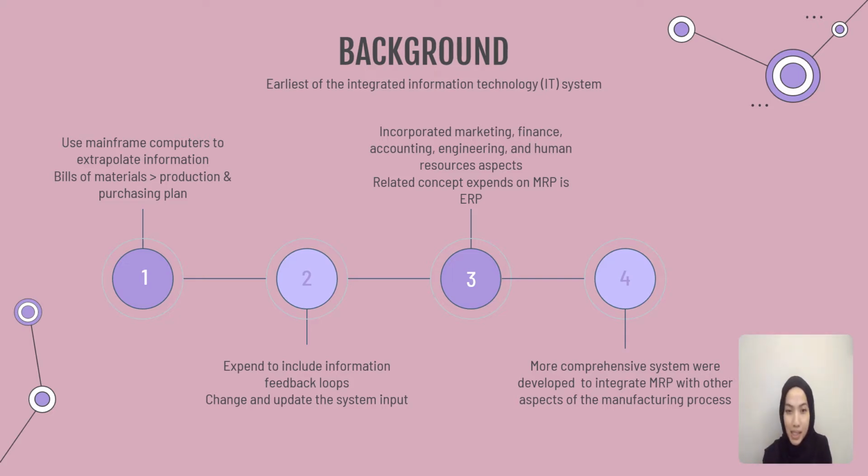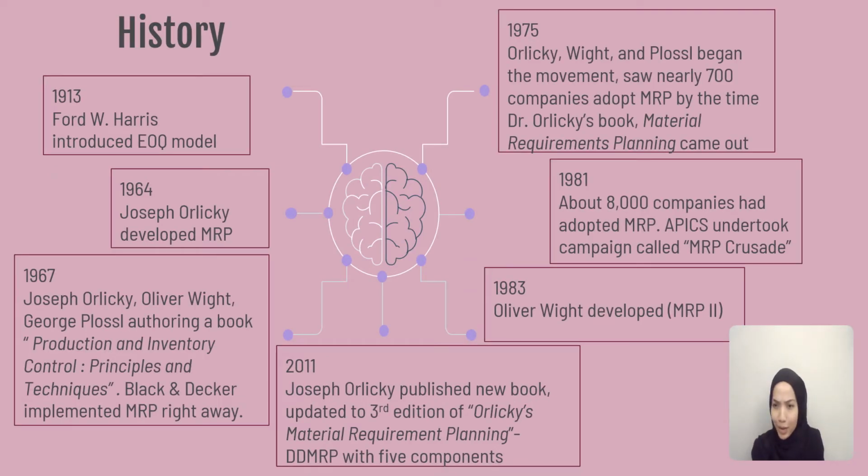Soon after that, the MRP system expanded to include an information feedback loop so that production managers could change and update the system input as needed. And then manufacturing resources planning, so-called MRP2, was developed to bring the marketing, finance, accounting, engineering, and human resources aspects into the planning process. This expansion concept of MRP2 is related to ERP, Enterprise Resources Planning. As data analysis and technology became more sophisticated, more comprehensive systems were developed to integrate MRP with other aspects of the manufacturing process. So, how about the history of MRP?